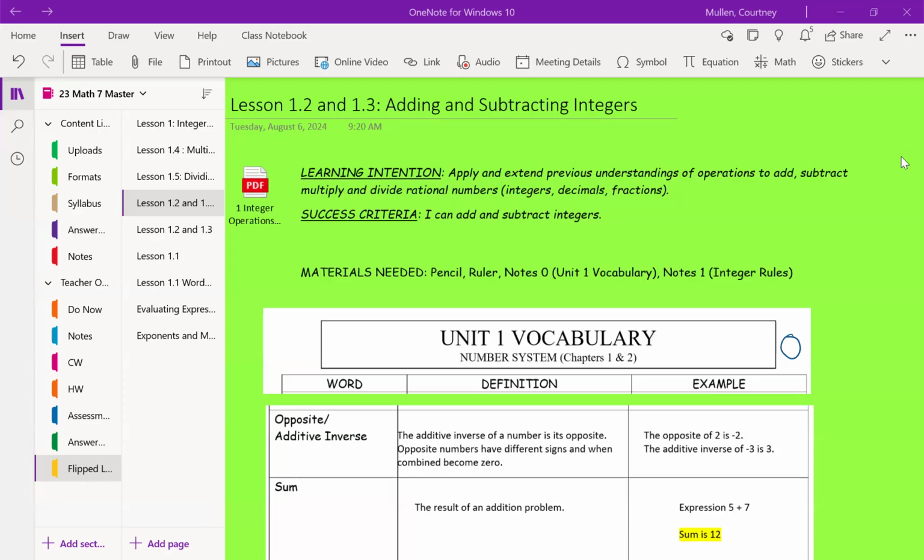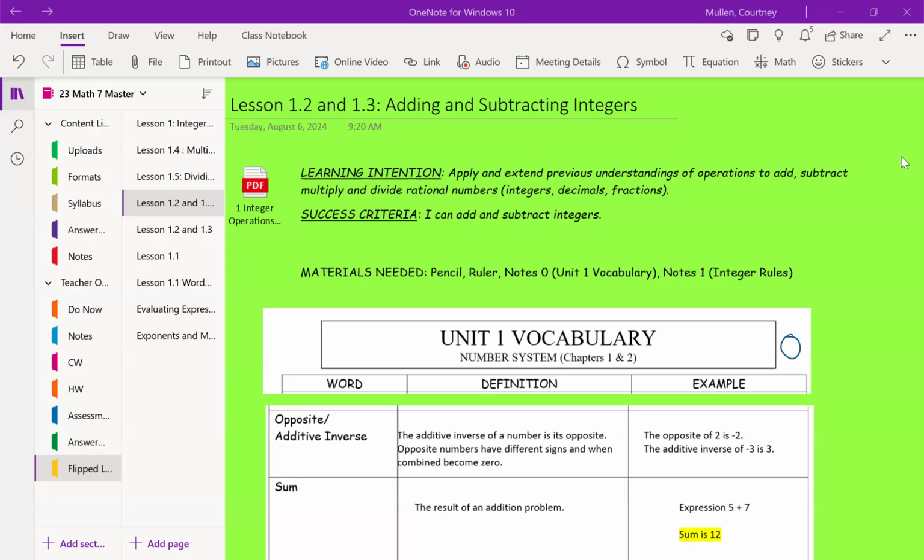A word you're going to hear a lot today is opposite or additive inverse. Those are synonyms. So the additive inverse of a number is its opposite. Opposite numbers have different signs, and when combined become 0. So if you look at the example, the opposite of 2 is -2. The additive inverse of -3 is 3.